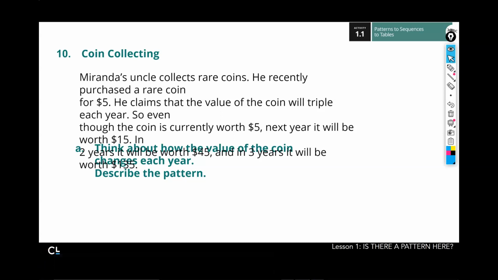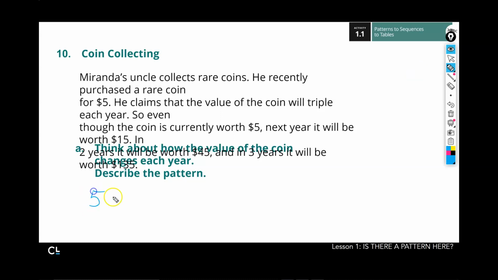Miranda's uncle collects rare coins. He recently purchased a rare coin for $5. He claims that the value of the coin will triple each year. So even though the coin is currently worth $5, next year it will be worth $15. In 2 years it'll be worth $45, and in 3 years it'll be worth $135. So they're already telling us the pattern. It's going to triple each year.